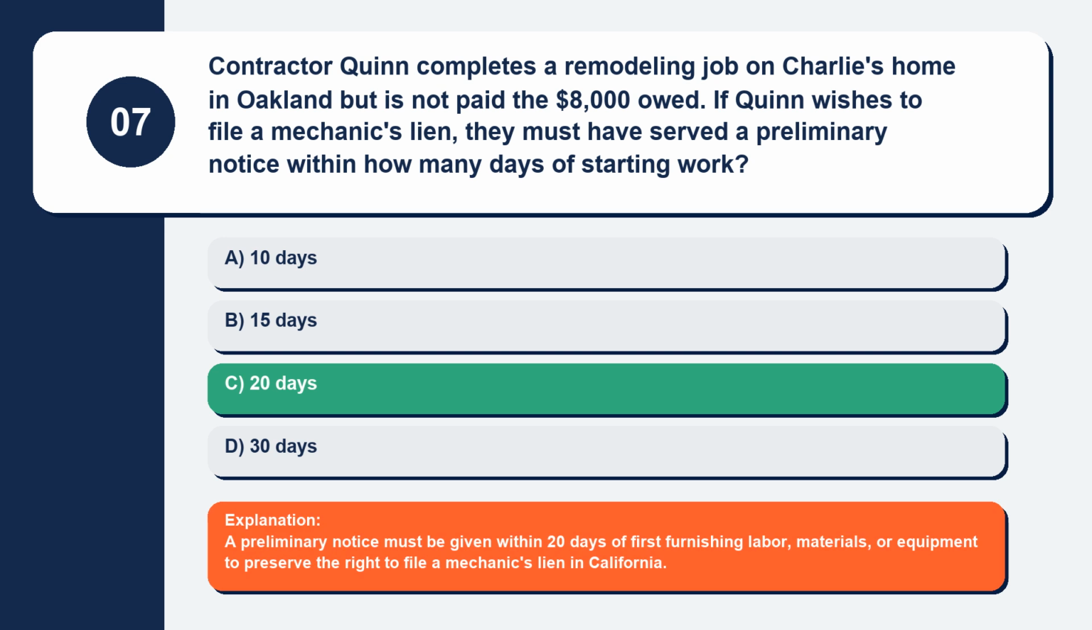Explanation. A preliminary notice must be given within 20 days of first furnishing labor, materials, or equipment to preserve the right to file a mechanic's lien in California.